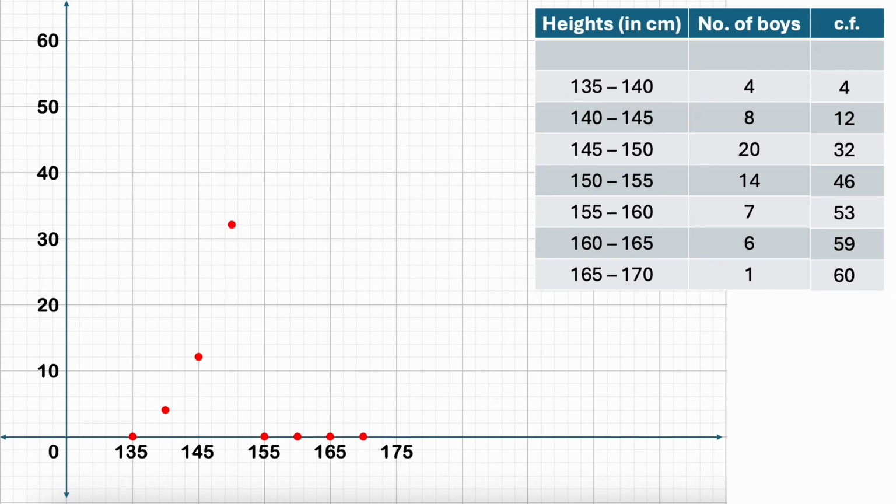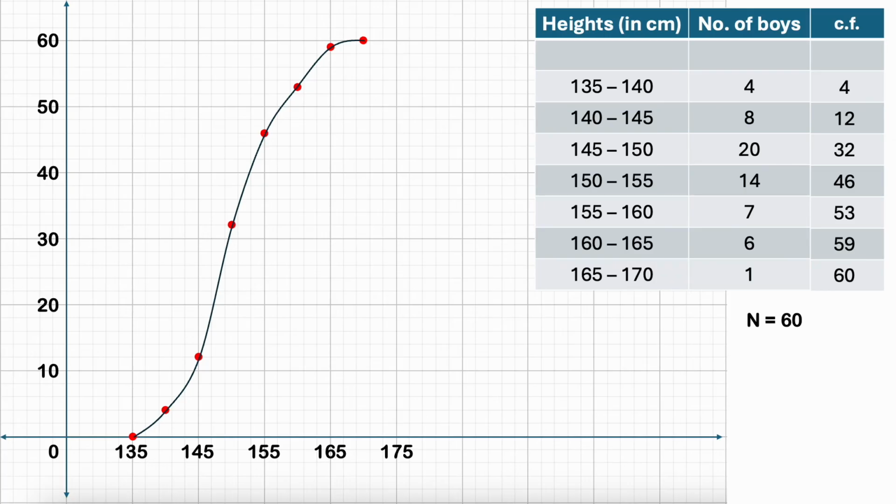Then 155,46. 160,53. 165,59, and the last point will be 170,60. Now joining all these points with a freehand curve, we get the ogive for the given distribution.